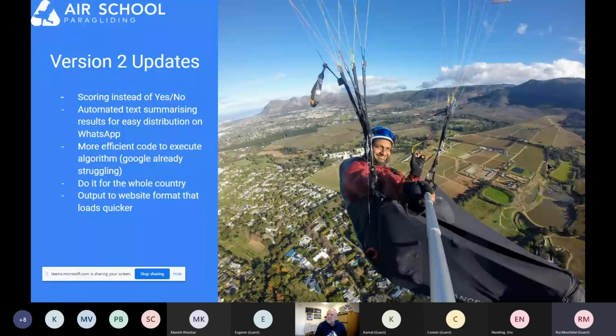I also want to have it send me an automated text with the best flying sites, for example, for tomorrow. The reason for this is, although Telegram has been useful for me, and the people in my school are all on it because I tell them to, there are a lot more people who are not on Telegram.